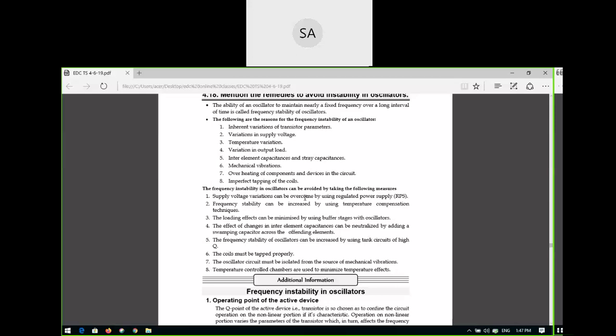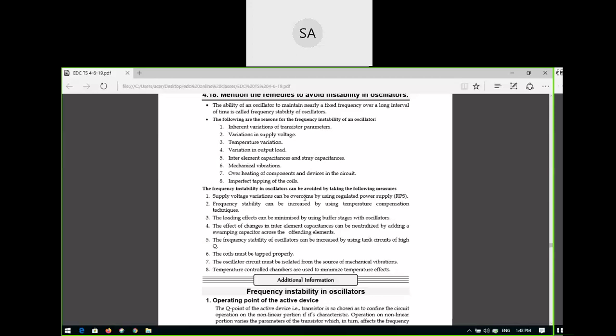We already discussed that any transistor, MOSFET, or any semiconductor device has some internal or stray capacitances. Those stray capacitances will have an effect at high frequencies. So at high frequency values, they will majorly affect the oscillations. Mechanical vibrations also disturb the frequencies or oscillations, as do overheating of the components or devices, and imperfect tapping of the coils.